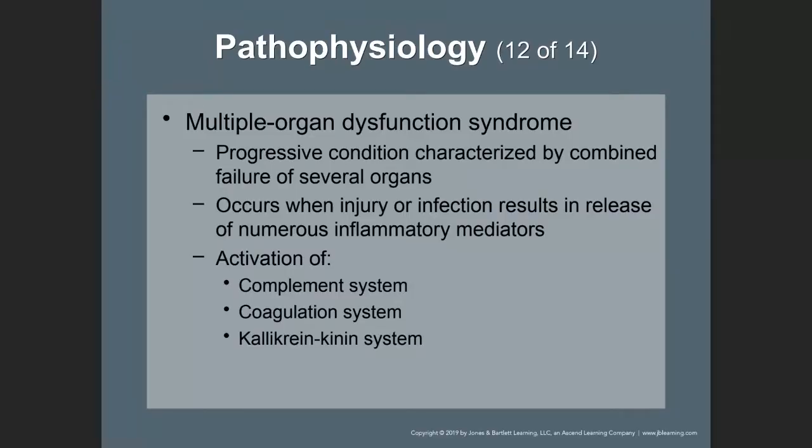Then this will ultimately lead to multiple organ dysfunction syndrome. It is a progressive condition characterized by combined failure of several organs. It occurs when injury or infection results in the release of numerous inflammatory mediators and the activation of the complement system. The complement system is important to the process of inflammation and coagulation. So when it's activated, there will be inflammation, coagulation, pain, cell proliferation, vasodilation, and it will affect the blood pressure.